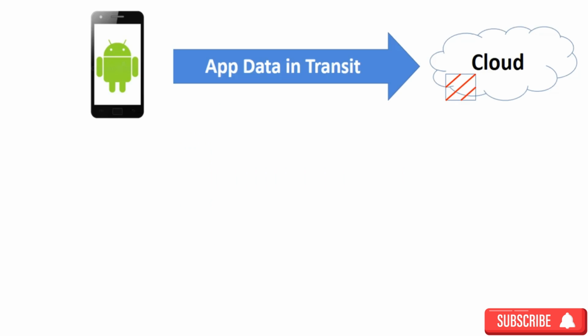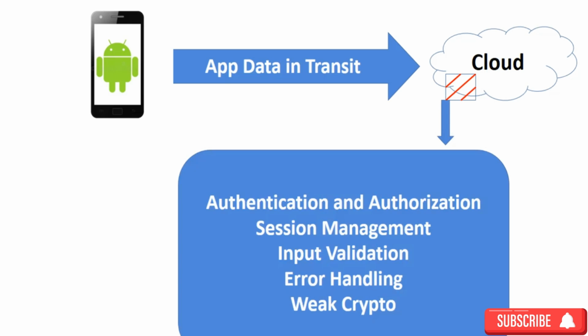Okay? Now another thing is the web services. Web services are almost similar to web applications. So it is possible that a web service can be affected by all the common vulnerabilities that a normal web application can have. For example, you can leverage many different types of vulnerabilities and threats, like authentication and authorization vulnerabilities.